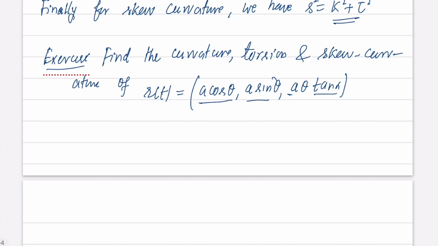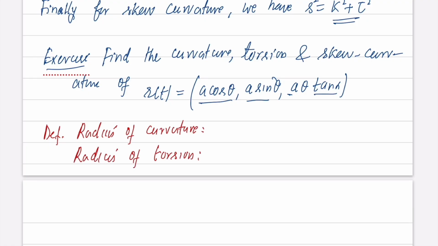So in other words, we are asked to find the curvature, torsion and skew curvature for a right circular helix. Now here we employ one more definition, that is the radius of curvature, and similarly the radius of torsion.